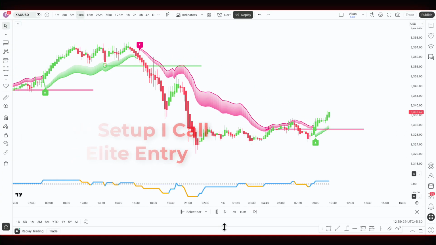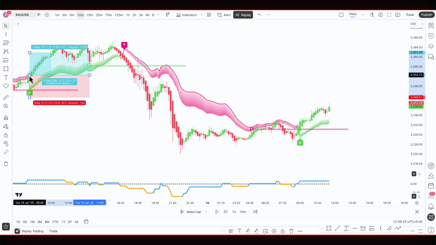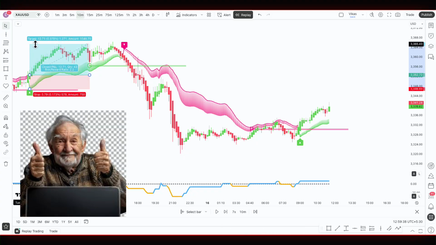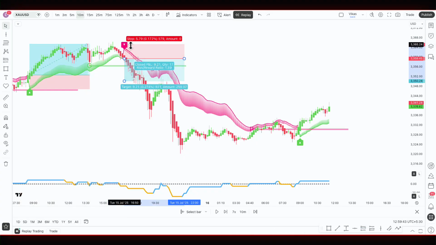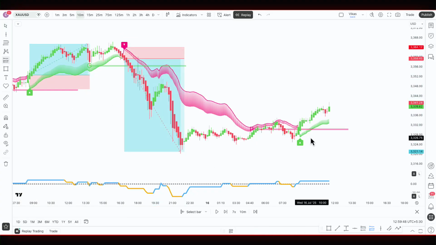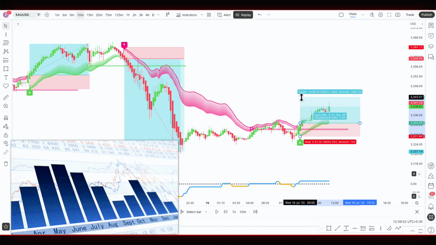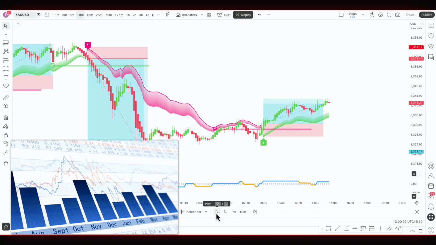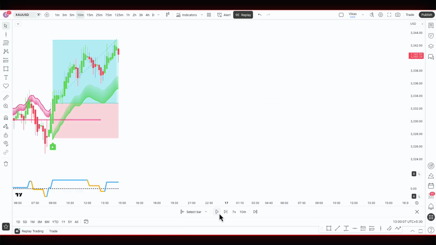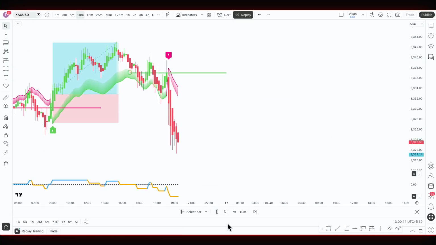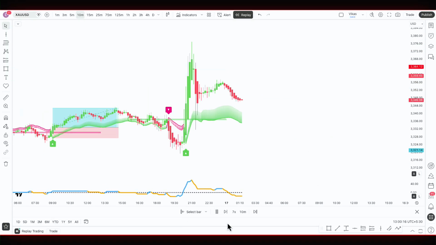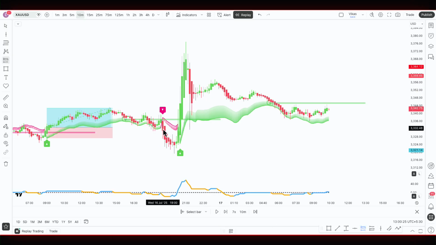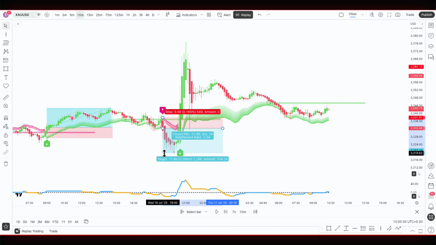elite entry. This isn't a complicated system. It's a smart combination that highlights moments on the chart where the chances of a strong trend starting are high. When I tested it on the charts, one thing became clear. If the entry is clear, the trading decision becomes confident. In this video, I'm going to demonstrate step by step how the elite entry setup works, how you can identify perfect trend entries, and how you can avoid unnecessary trades.